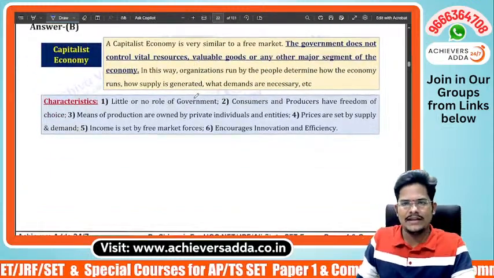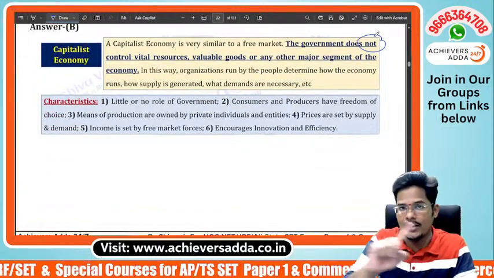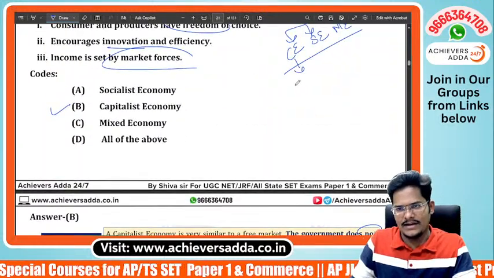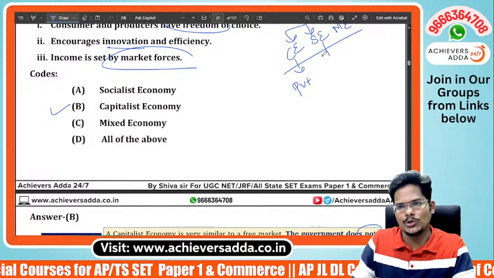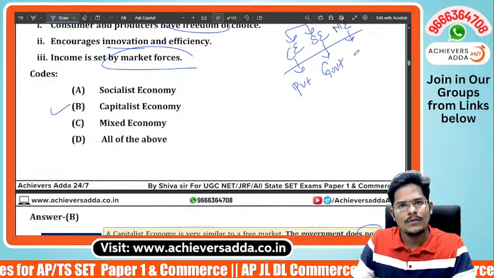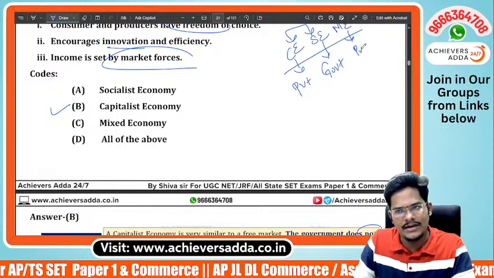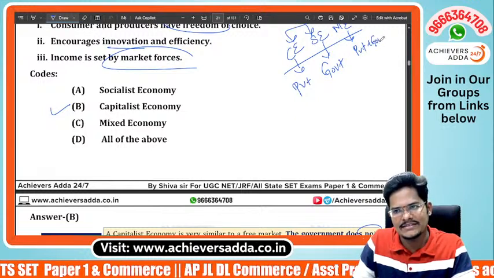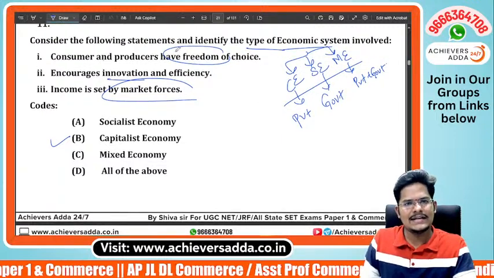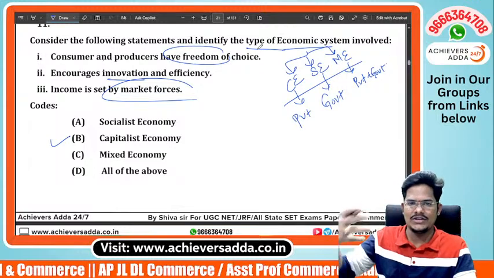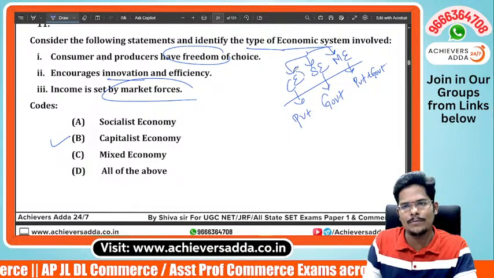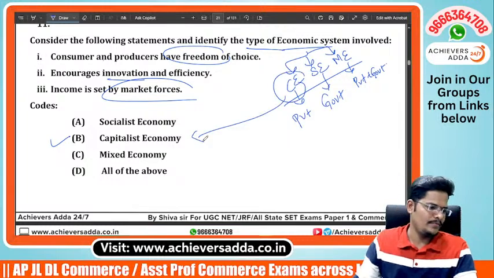So let me explain. In a capitalist economy, the government will not get involved; private parties are the owners. In a socialist economy, the government is the owner. In a mixed economy, it is partially private plus government to some extent, both together. So freedom of choice, innovation, efficiency, demand and supply, which are market forces, are all part of the capitalist economy only.